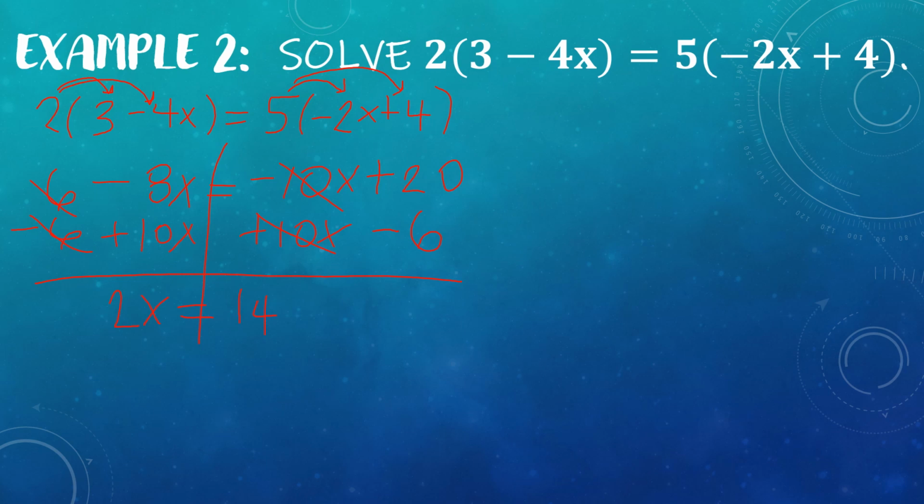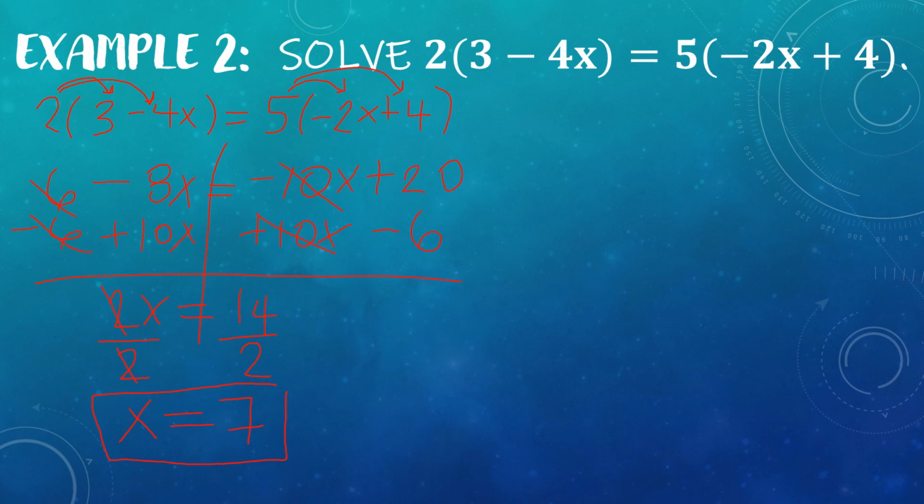It is being multiplied, so to get rid of it, I am going to divide by 2. 2 divided by 2 is 1, and I don't need to write 1x. That's the same thing as x, so x equals, and 14 divided by 2 is 7. So we get our solution is x equals 7.